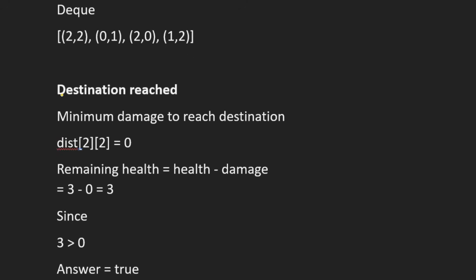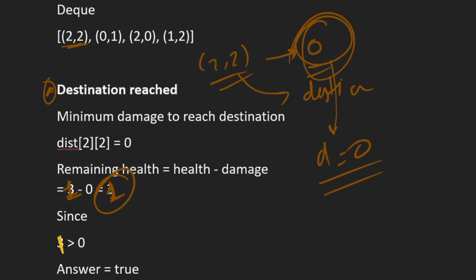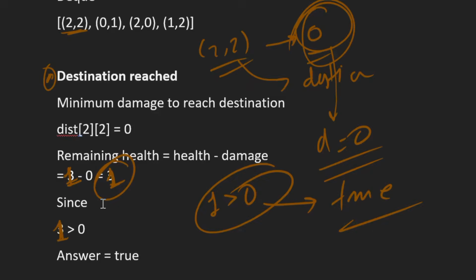So now at this point, when we take the front element from the DQ, that is 2 comma 2, having a damage of 0, and as we know 2 comma 2 is our destination. So that means we have reached our destination with a damage value of 0, and as we know our health is 1, so 1 minus 0, what is our remaining health? Remaining health is 1, and since remaining health is greater than 0, that means we have reached safely, so our answer is true, right?